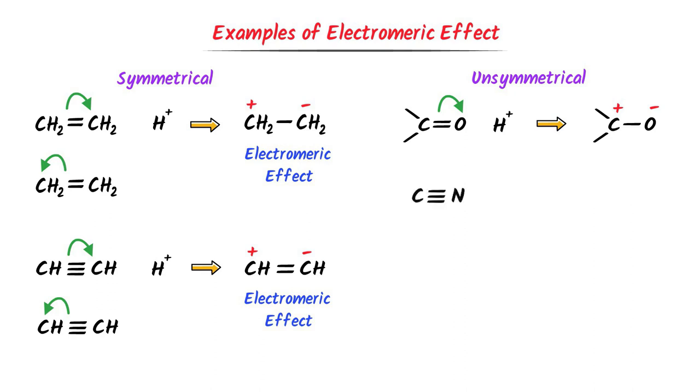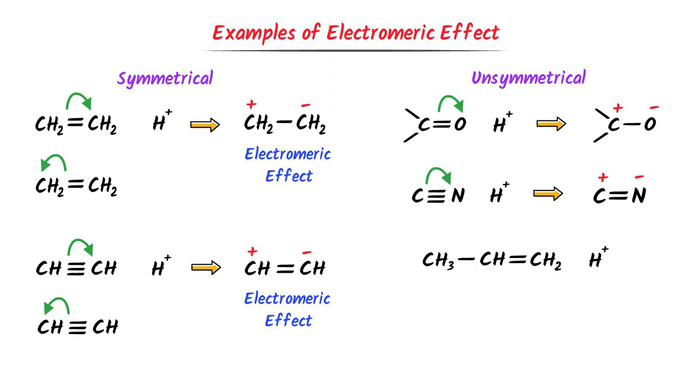Secondly, in this organic compound, nitrogen is a highly electronegative atom. It will pull the pi electrons towards itself. As a result, positive charge will appear on carbon and negative charge will appear on nitrogen. Thus, electromeric effect is observed.